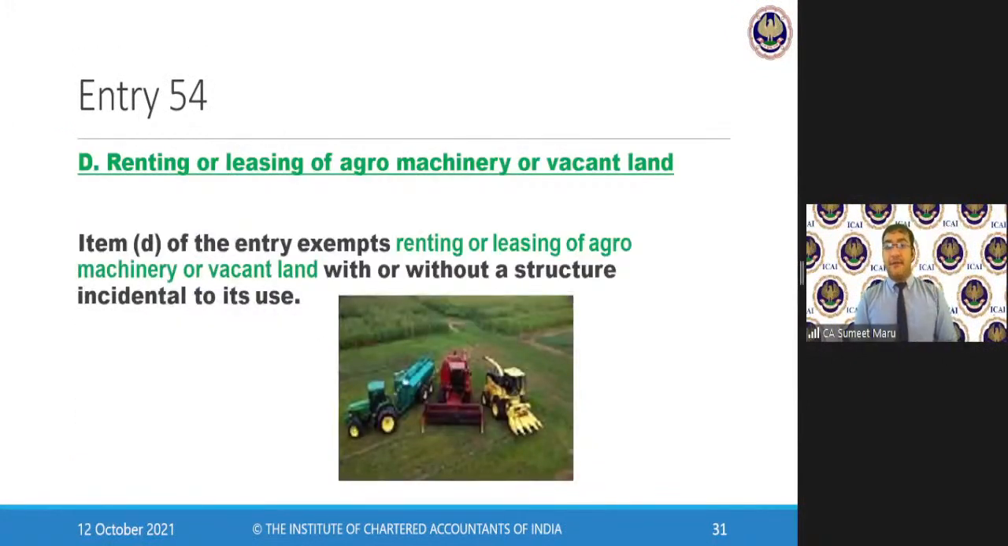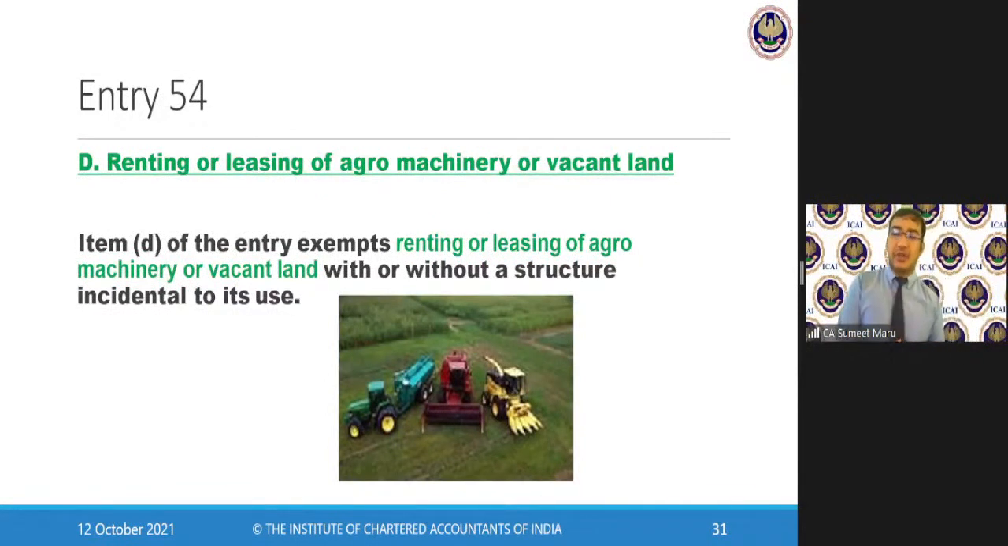Thereafter, D, the fourth part, renting or leasing of agro machinery or vacant land. This is also so interesting, they have given so many good things for a farmer. Say I have an organization with 10-15 agriculture machines, and I am giving them on rent to farmers. Again, GST is not applicable. This is an exempt service.